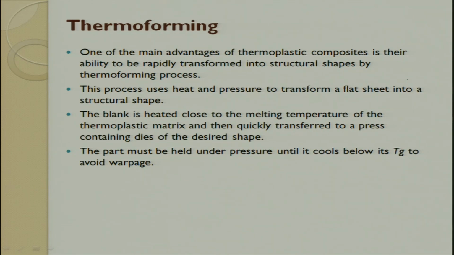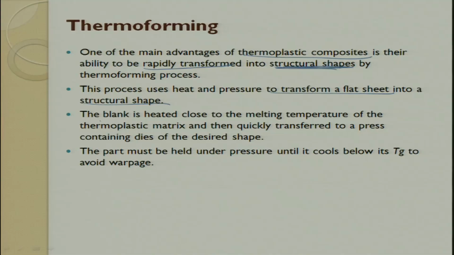So, the thermoforming process. One of the main advantages of thermoplastic composites is their rapid transformation into structural shapes. So, for structural shapes, the thermoforming process is used. Here a flat sheet is converted into a structural shape. Flat sheet means a prepreg, which has a thermoplastic resin matrix with carbon fiber or glass fiber inside it, and you have the prepreg available as a flat sheet.